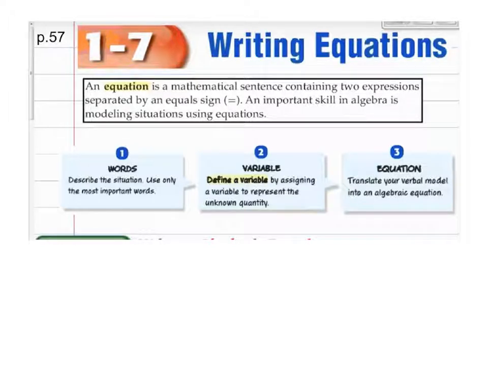So, how the process goes is first we start with the words. We're going to describe the situation and find the most important words. Next, we will define the variable by assigning a variable to represent the unknown quantity. Next, we will translate our verbal model into an equation. Three steps to writing an equation.